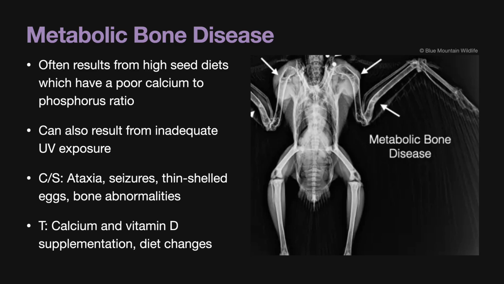Metabolic bone disease can also result from high seed diets, as these diets have a poor calcium to phosphorus ratio. The disorder can also result from inadequate UV light exposure. Clinical signs include ataxia, seizures, thin-shelled eggs, and bone abnormalities. Treatment focuses on calcium and vitamin D supplementation and dietary changes.